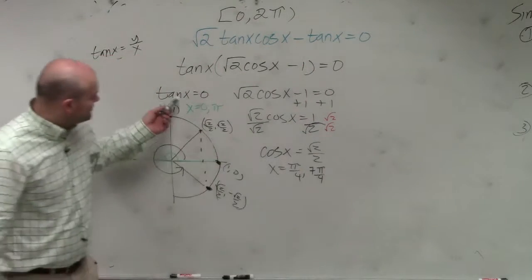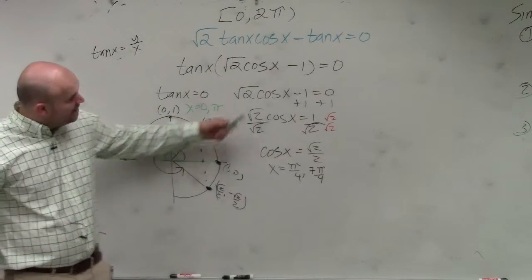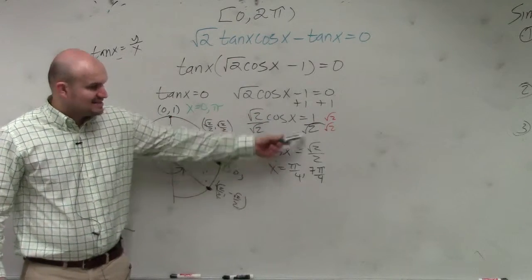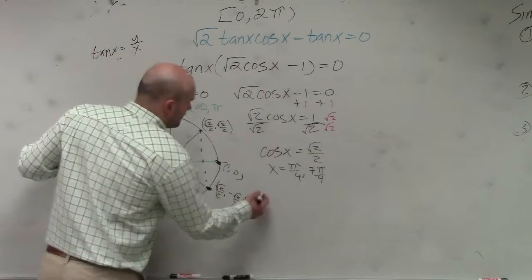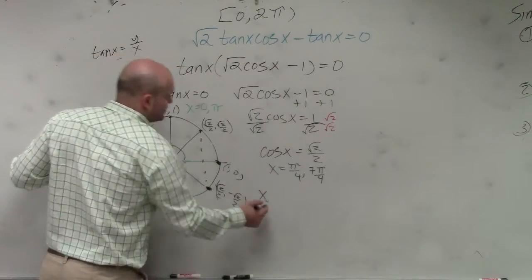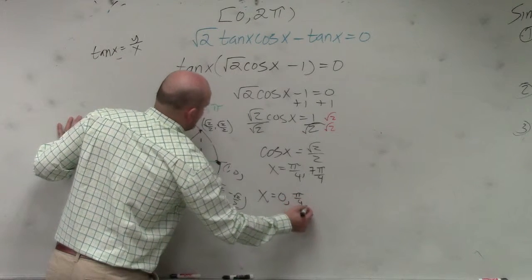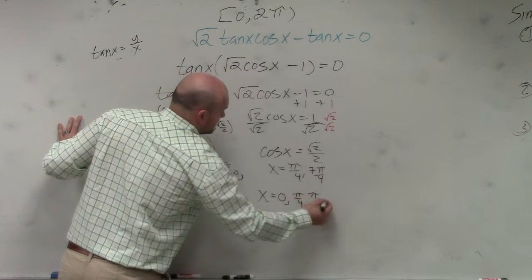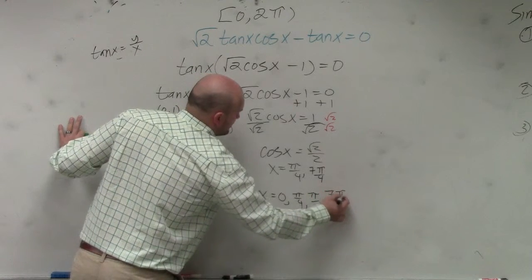So my solutions for when tangent of x is equal to 0 are the two angles 0 and pi. My solutions for when cosine of x is equal to square root of 2 over 2 are pi over 4 and 7 pi over 4. So therefore, the solutions of my full equation are 0, pi over 4, pi, and 7 pi over 4, just to put them in order.